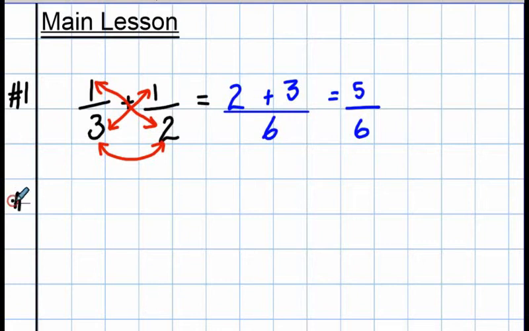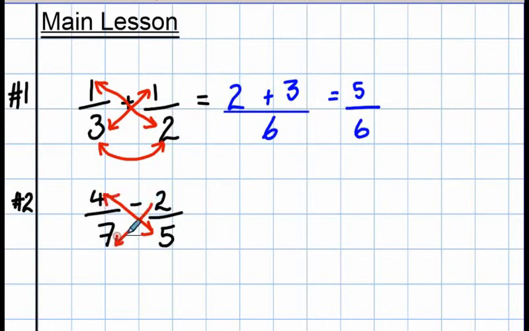Let's go through that again. We can use the same technique for subtraction. 4/7 take away 2/5. So you've got a little cross there, and then we've got finally this bit here. So let's go through this then.